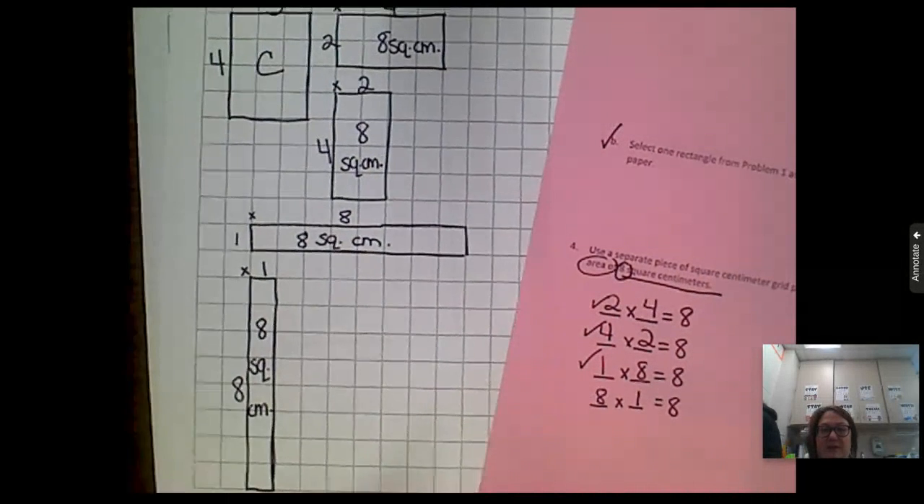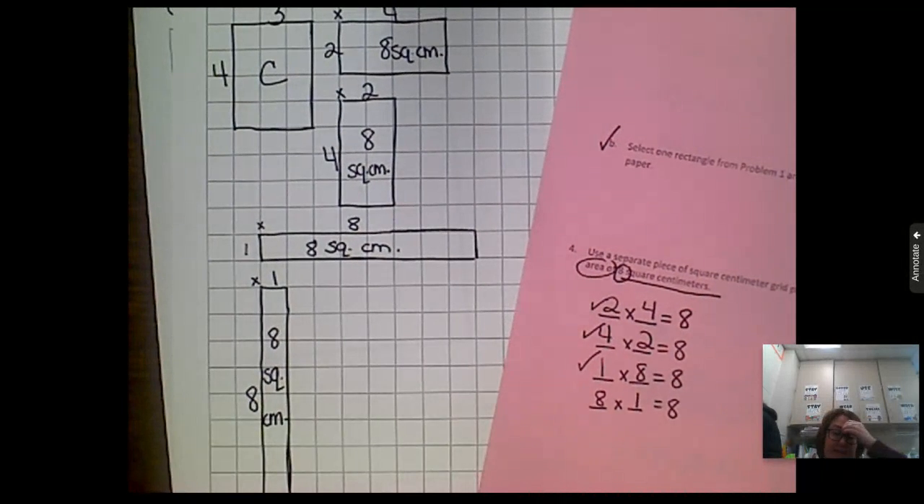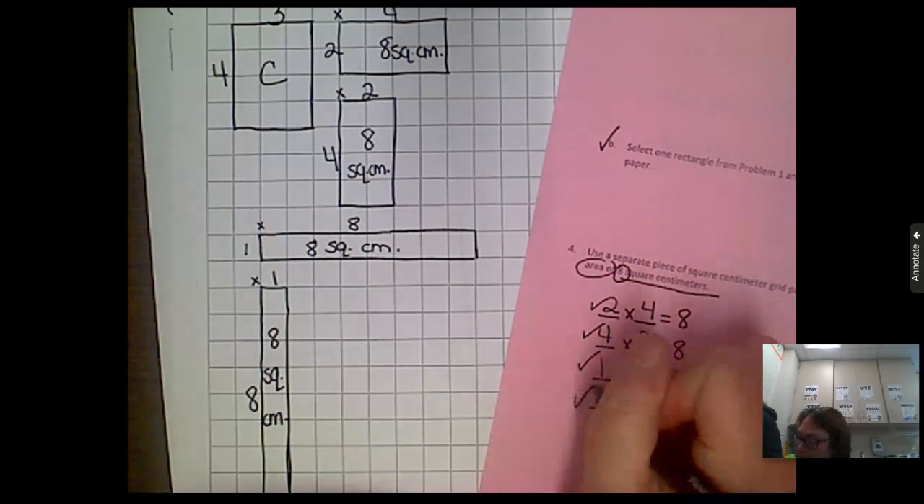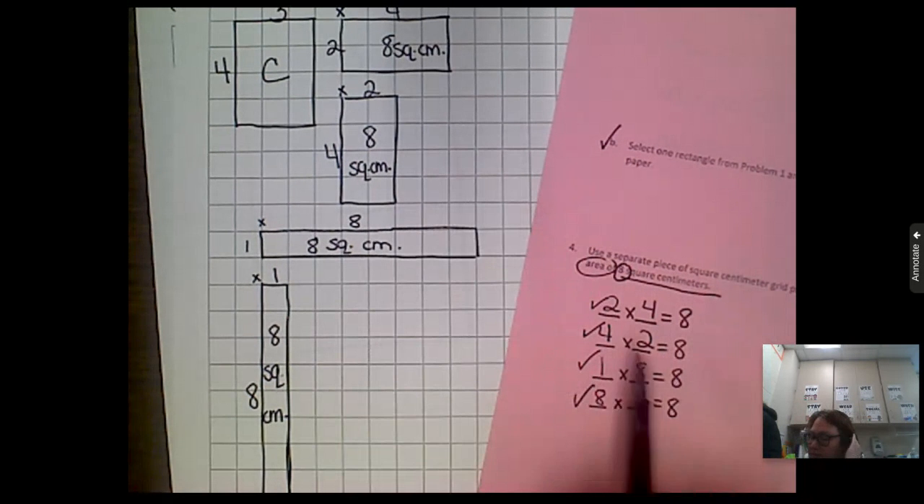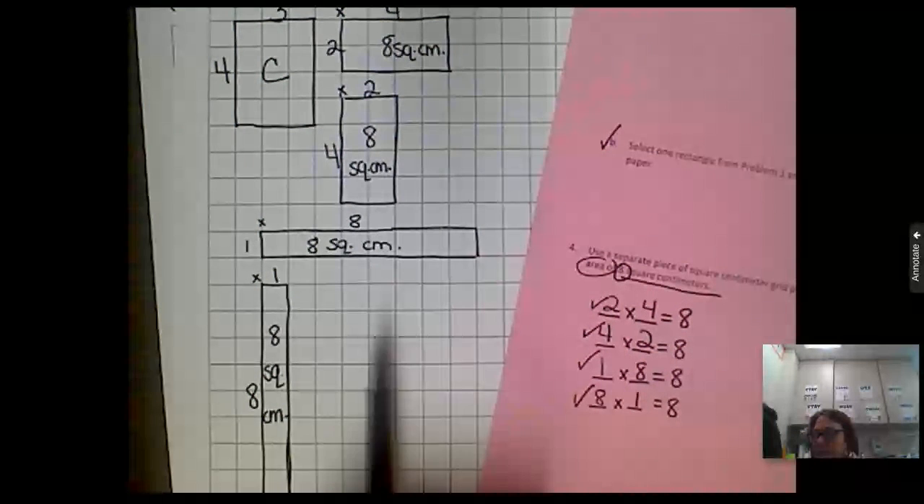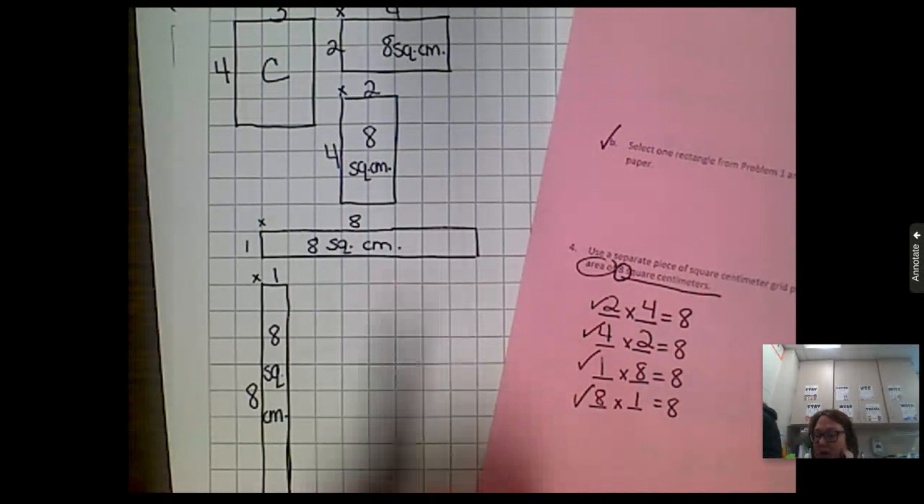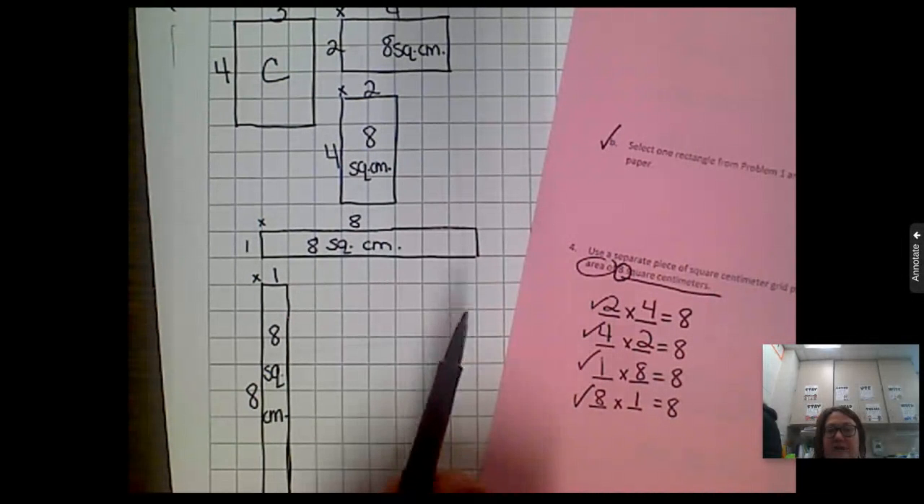So finish up drawing your rectangles on your square centimeter paper. You should have 4 rectangles that we created the number sentences for here, plus we did the 4 times 3 earlier. So on this paper, you should have a total of 5 rectangles on your square centimeter paper.